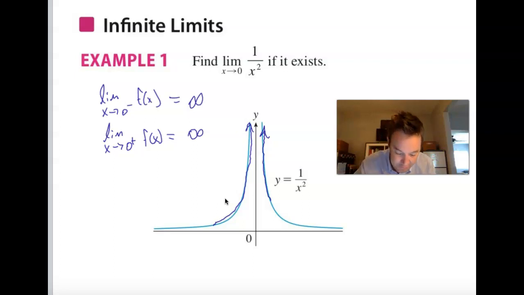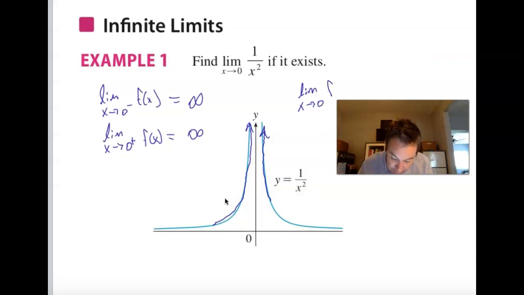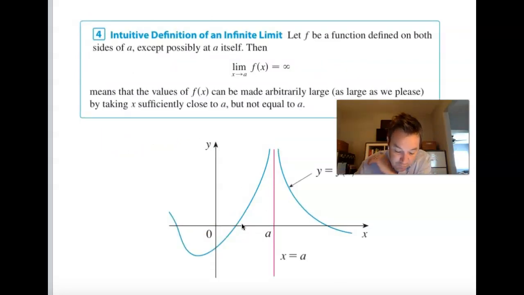So it's okay for us to express that behavior as the overall limit as x approaches 0 of 1 over x squared is positive infinity. So while it doesn't approach a value, we do say that since from both sides the y values are approaching positive infinity, the overall limit approaches positive infinity. So the intuitive definition of an infinite limit will be just that.